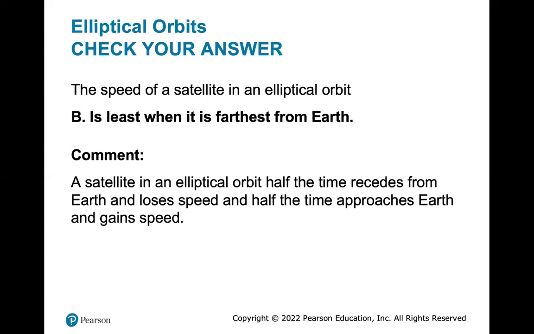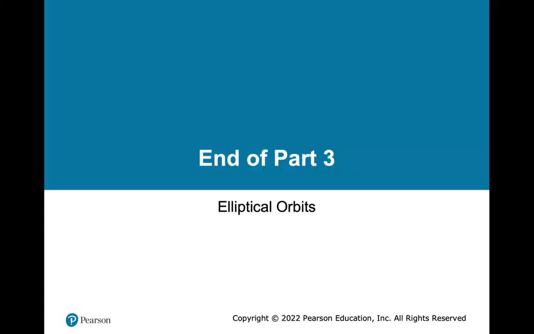So just like I was talking about, throwing a ball up in the air and it reaches zero vertical velocity at its apex. So a satellite is the slowest when it's farthest from the Earth, and it's fastest when it's closest to the Earth. Oh, and that's the end of part 3.